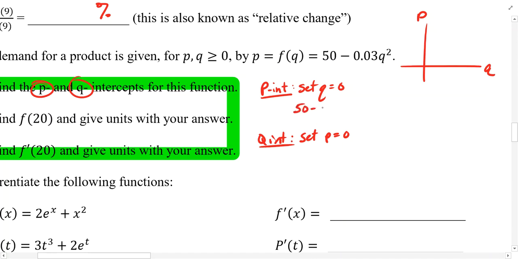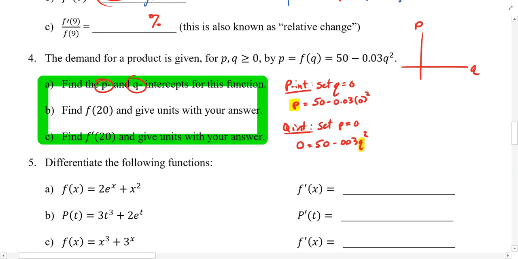We'll say 50 minus 0.03 times 0 squared is equal to p. And then for the q-intercept, we'll set p equal to 0. And in either case, we'll solve for the variable. So this p-value is easy to solve for. We'll just execute the expression on the right-hand side. This q variable is a little bit harder to solve for, but you can still do simple algebra to isolate that q value.